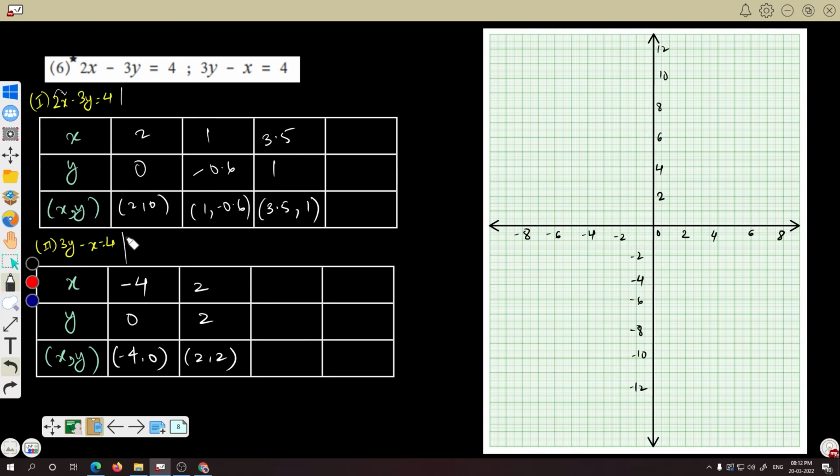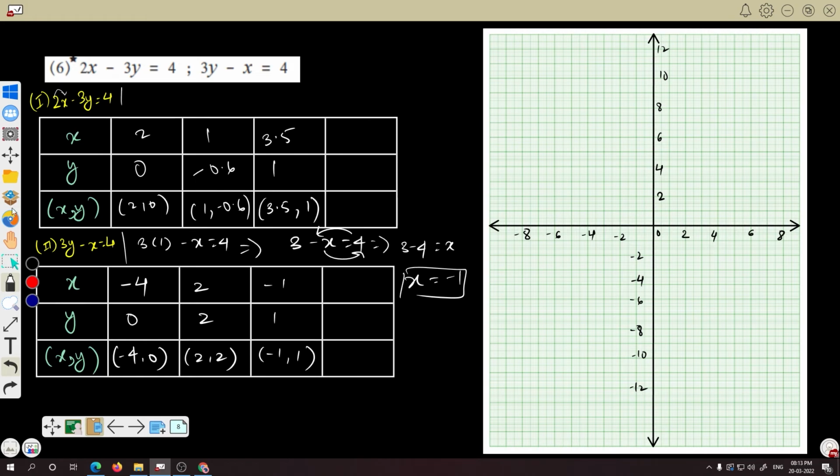For the next value, if I take y as 1, the equation will be 3 into 1 minus x is equal to 4, which will be 3 minus x is equal to 4. Shift this minus x to the other side and bring this plus 4 to the left hand side. So the equation will be 3 minus 4 is equal to x. So x will be minus 1. So the coordinates are minus 1 comma 1.